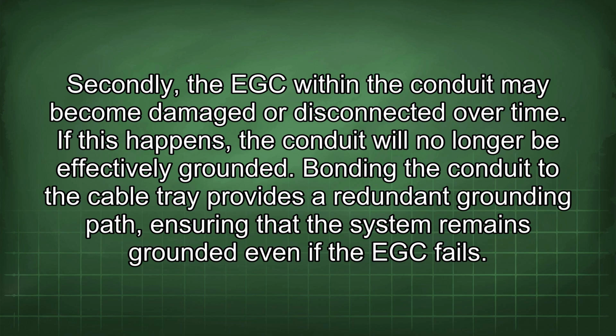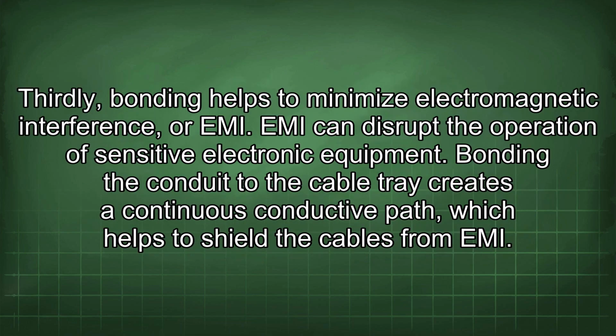If this happens, the conduit will no longer be effectively grounded. Bonding the conduit to the cable tray provides a redundant grounding path, ensuring that the system remains grounded even if the EGC fails. Thirdly, bonding helps to minimize electromagnetic interference, or EMI. EMI can disrupt the operation of sensitive electronic equipment. Bonding the conduit to the cable tray creates a continuous conductive path, which helps to shield the cables from EMI.